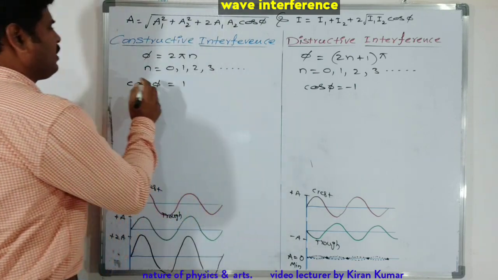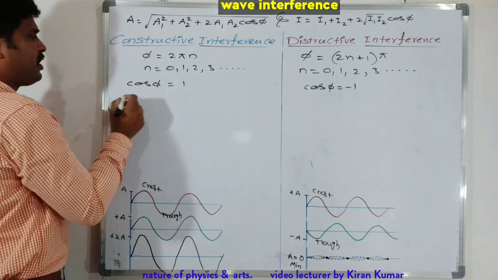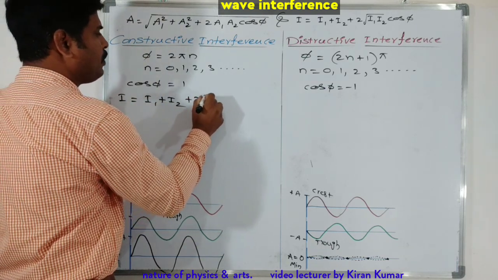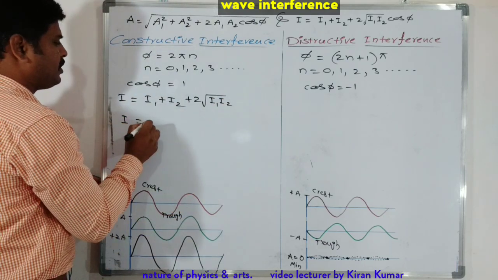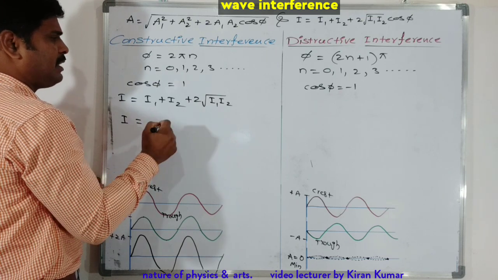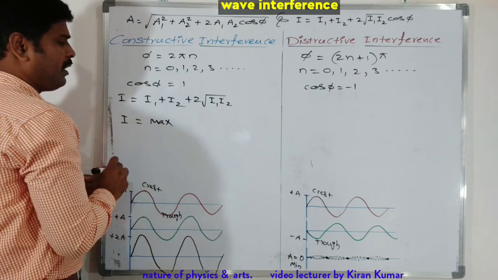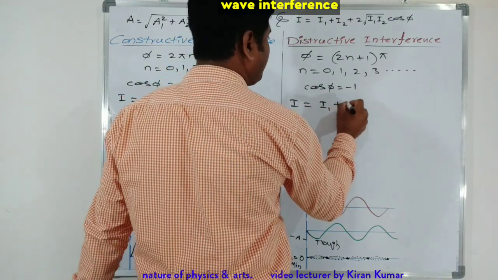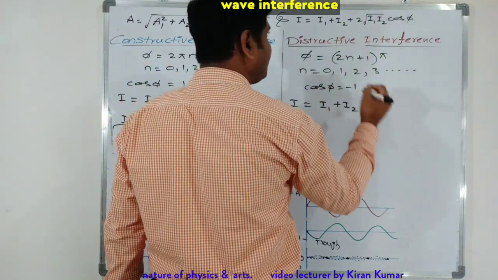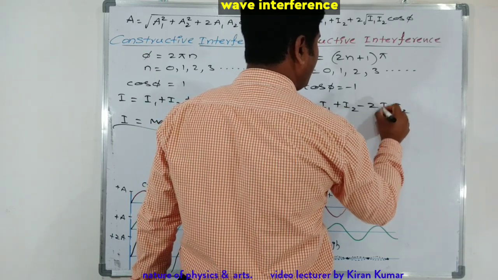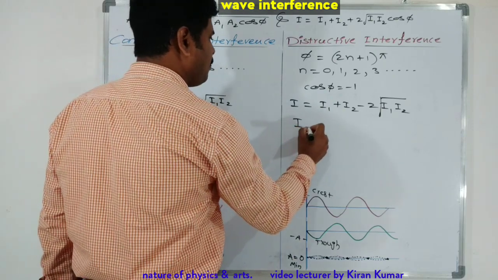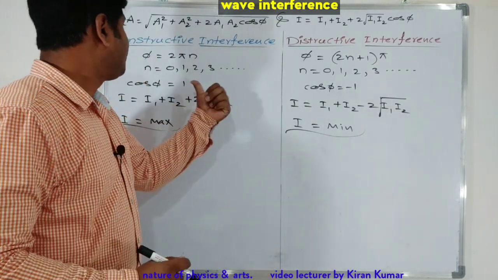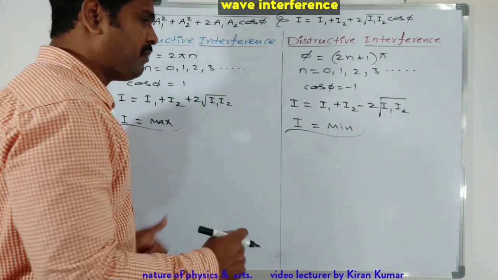See, here cos phi is equal to 1 for the constructive interference. I is equal to I1 plus I2 plus 2 into root over I1 I2. So then I is the maximum intensity. Here cos phi is minus 1 for the destructive interference, so I is equal to I1 plus I2 minus 2 root over I1 I2, then here intensity is minimum. Already we did the amplitude relation in the constructive interference and also destructive interference. We will discuss it with intensity.